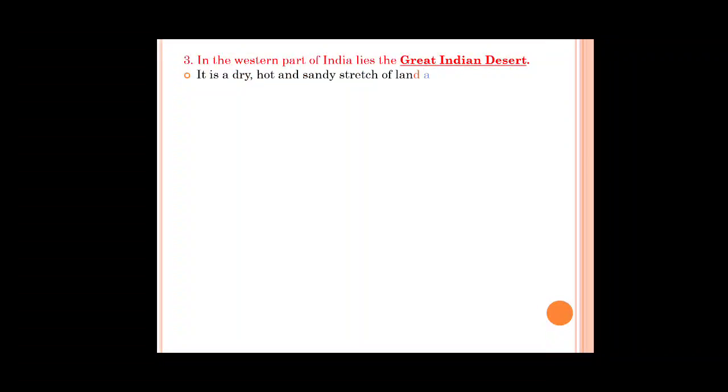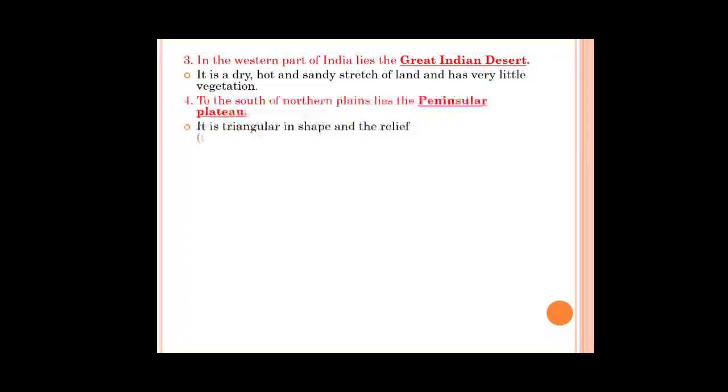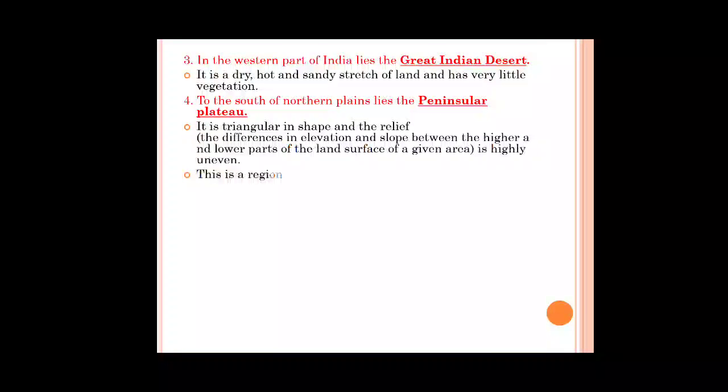To the south of the northern plains lies the Peninsular Plateau. It is triangular in shape. The relief is highly uneven. This is the region with numerous hill ranges and valleys. Aravalli Hills, one of the oldest ranges of the world, border it on the northwest side. The Vindhya and the Satpuras are the most important ranges here. The rivers Narmada and Tapi flow through these ranges. These are west flowing rivers that drain into the Arabian Sea.